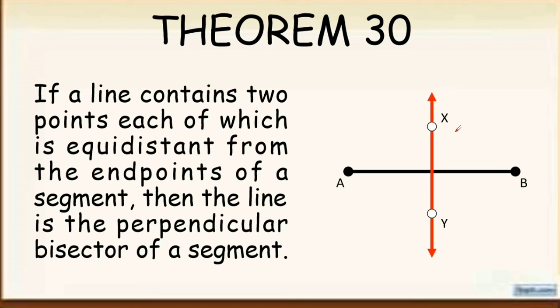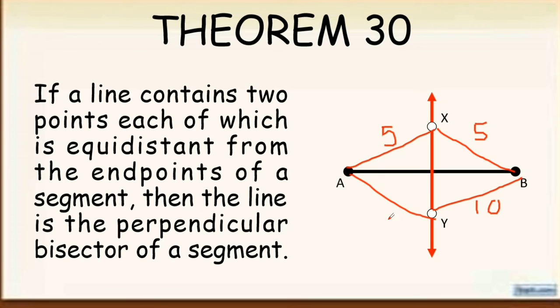So, kung mula dito kay point B hanggang kay point X is 5 at 5 din pa siya mula kay point A, and let's say from point B to point Y is 10, okay, and from point A to point Y is 10, therefore, line XY is a perpendicular bisector of segment AB.